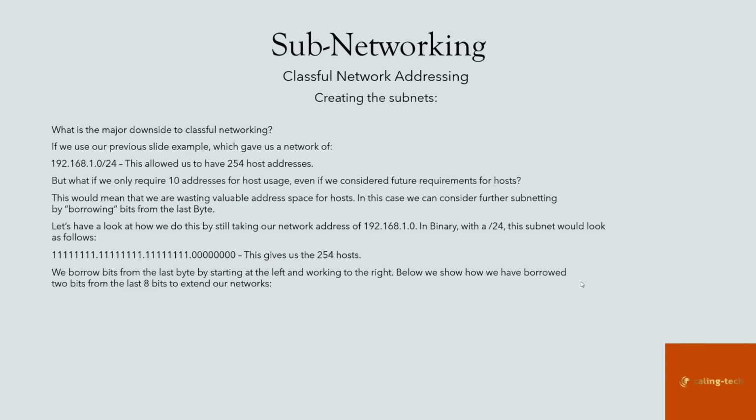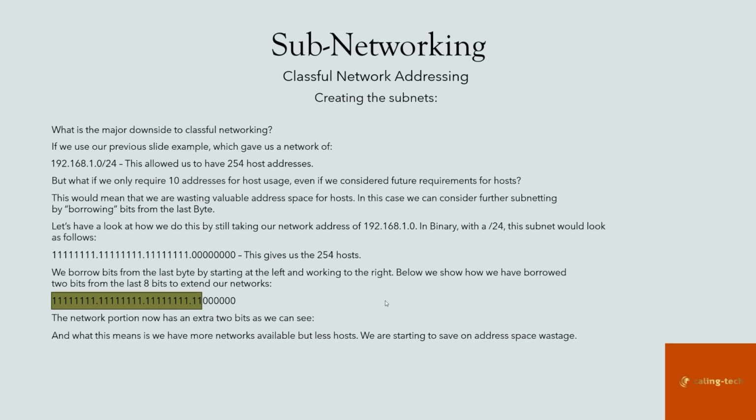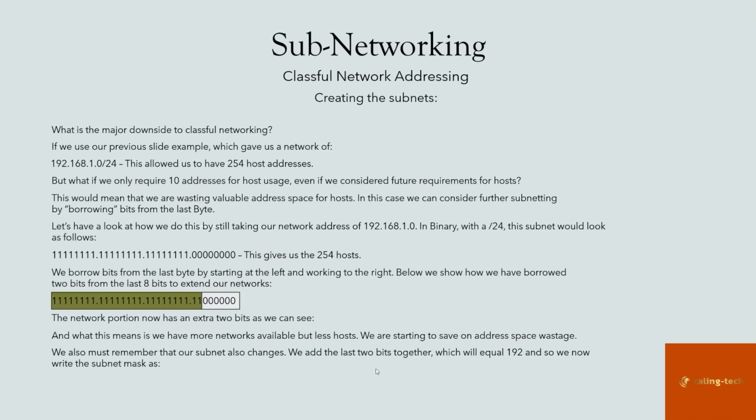So what we're going to do now is we'll show you how we have borrowed 2 bits from the last 8 bits to extend our networks. So the network portion now has an extra 2 bits, as we can see here. And what this means is that we have more networks available, but we'll have fewer hosts per network. So we're actually starting to save on address space wastage. We must also remember that our subnet also changes. We have borrowed 2 bits, so for the last byte we need to add together the 2 bits that we borrowed. Those 2 bits are 64 and 128, which equal 192. So we now write the subnet mask as 255.255.255.192, or we can use the /26 for the 26 bits we are now masking.